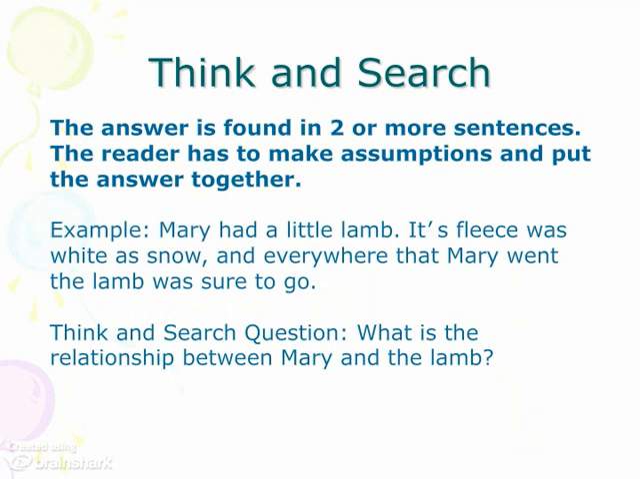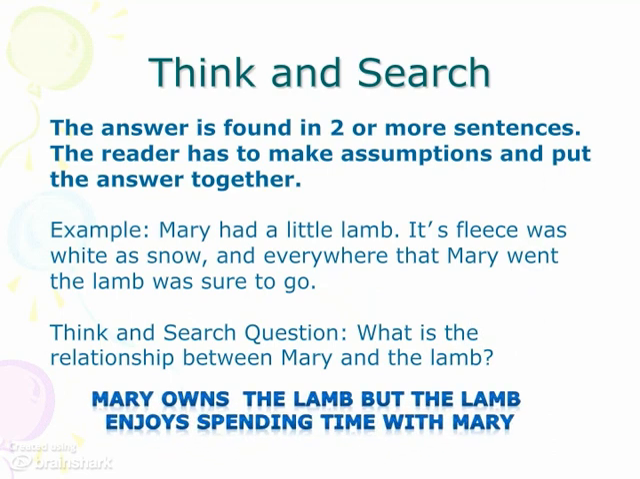Well, we have to put the information that we have together. It says that Mary had the lamb, and that everywhere Mary went, the lamb followed her. So if we put those together, our answer could be that Mary owns the lamb because it says she had the lamb, but the lamb enjoys spending time with Mary because it's following her around. So again, we take a couple different parts of the text and we put them together to make assumptions.